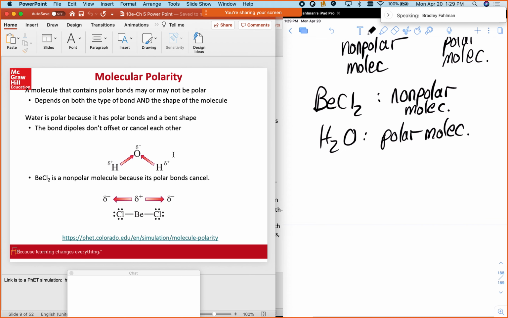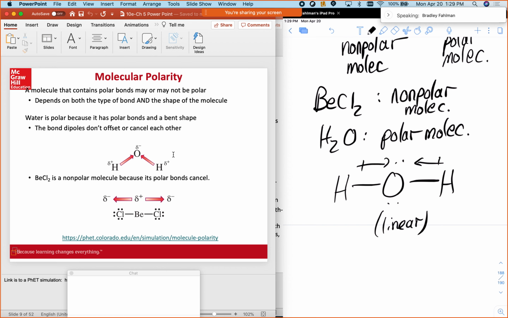For water to be nonpolar, it would have to have this shape. If water were linear, it would look like this, and now the dipoles are in opposite directions, so they cancel. Linear water would be nonpolar, which means water would dissolve in gasoline or oil. You know that oil and water don't mix, right?